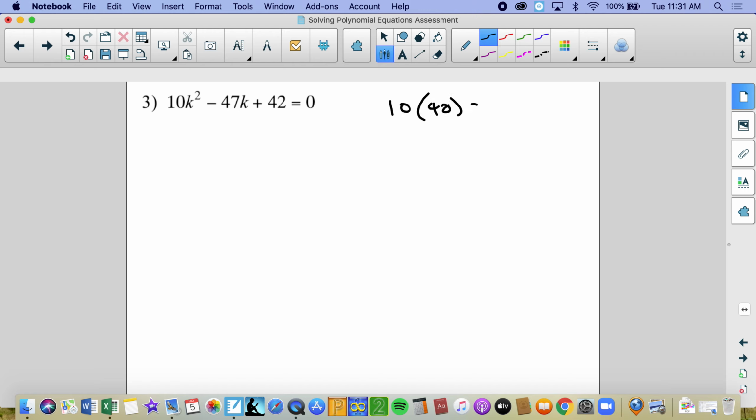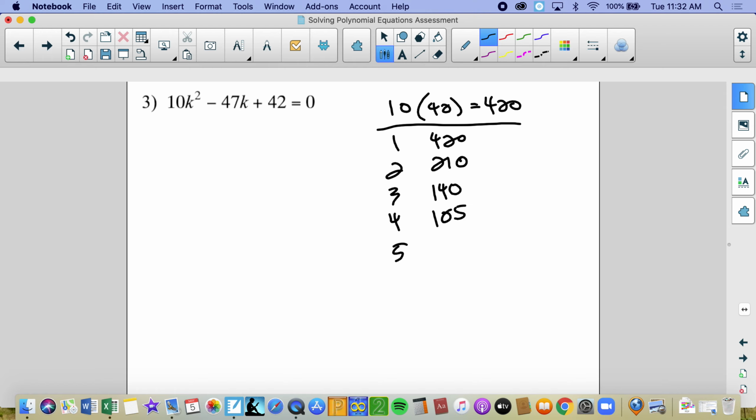A times C is 420. Mr. Mac, what are you doing? 2, 210. 3 goes into it. I know 3 goes into it because 4 plus 2 plus 0 is 6. So now I use my handy dandy notebook, right? 420 divided by 3 gives me 140. Does 4 go into it? Yes, 4 goes into it because 4 goes into the last two digits, 20. So 420 divided by 4 gives you 105.